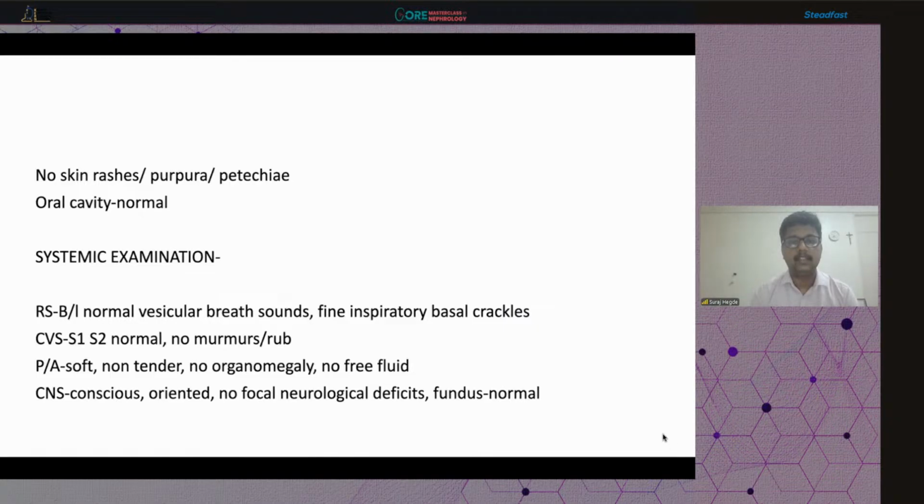Systemic examination, respiratory system: bilateral normal vesicular breath sounds were heard, with fine inspiratory basal crackles. Cardiovascular system: S1, S2 were heard, and there were no added sounds, murmurs, or pericardial rub. Per abdomen, soft, non-tender, no organomegaly, no free fluid. CNS examination, she was conscious, oriented, and there were no focal neurological deficits, and the fundus was normal.